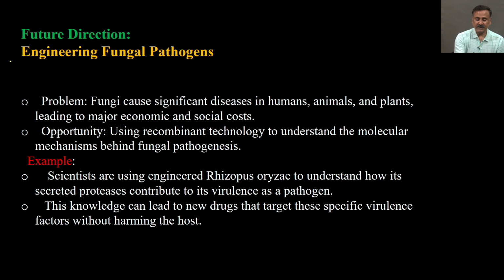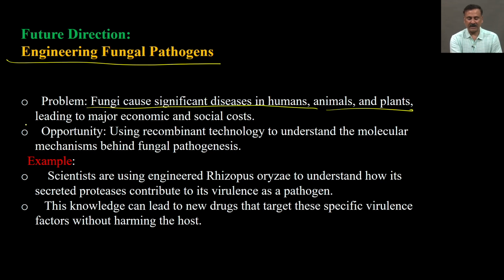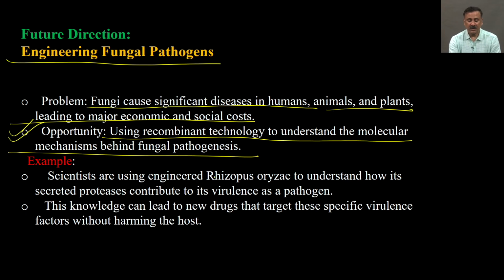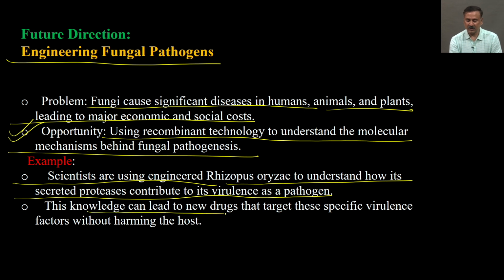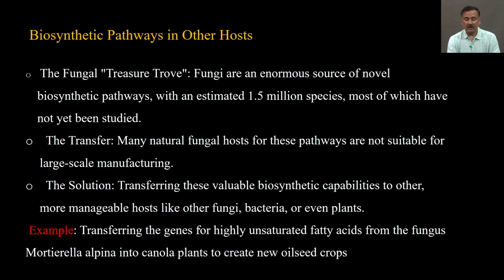And then you can also use engineered fungal pathogens. Fungi cause significant disease in humans, animals and plants, leading to a major economic and social cost. And what is the opportunity? The opportunity is that you can use recombinant technology to understand the molecular mechanism behind fungal pathogenesis. For example, scientists are using engineered Rhizopus to understand how its secreted protease contributes to its virulence as a pathogen, and this knowledge can lead to a new drug that targets this specific virulence factor without harming the host.